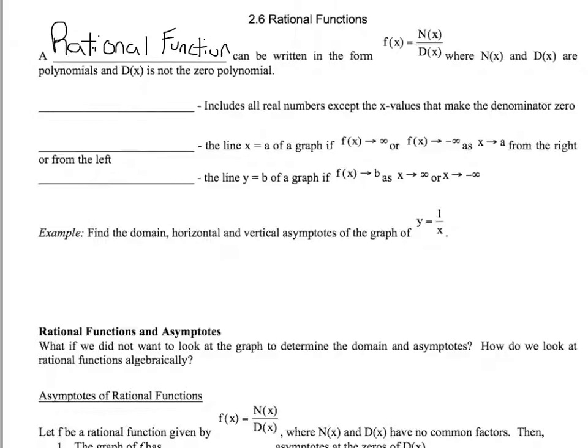The domain includes all real numbers except the x values that make the denominator equal to 0. And we've had some practice finding the domain already. The line x equals a is a vertical asymptote of a graph if I approach infinity or negative infinity from the right or from the left. What that's really saying is that as I approach from the left-hand side or the right-hand side, I'll get closer and closer to it, but never actually hit it. That is a vertical asymptote.